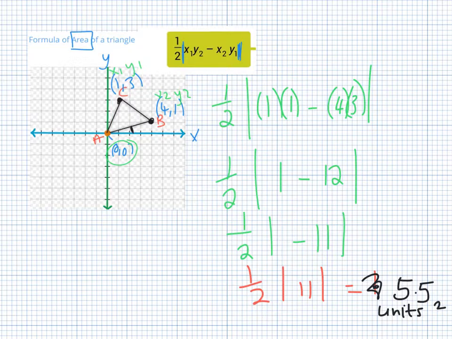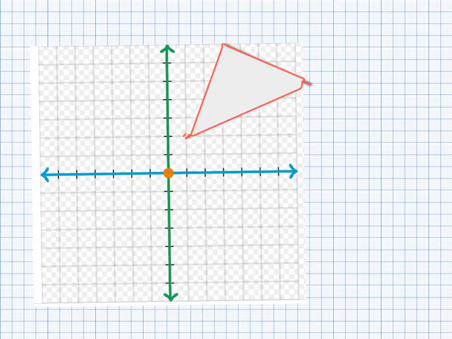Okay, so here we're given a triangle and the 3 points. I'm just going to make them nice and clear for you because I know the last part of that diagram isn't very clear. We might have 1 and 3.